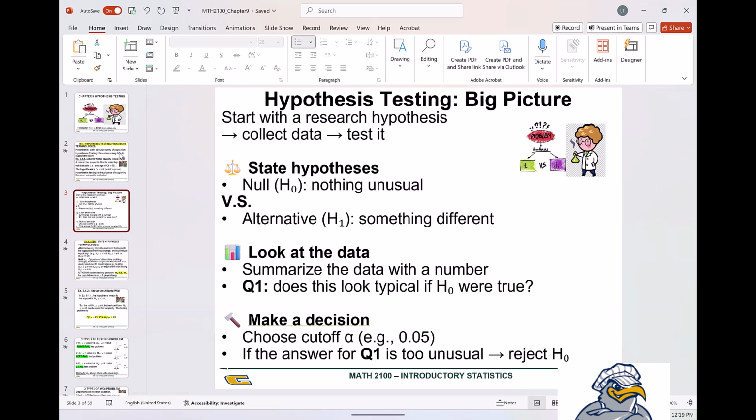And then for the question above, the data you collected and the statistic you calculate from the sample data, does it look typical if H0 were true? If the answer to question 1 is no, it does not look typical, it looks too unusual, and at that time you can reject H0. We learn more in detail, but here is just the big picture of how the hypothesis testing procedure is performed.